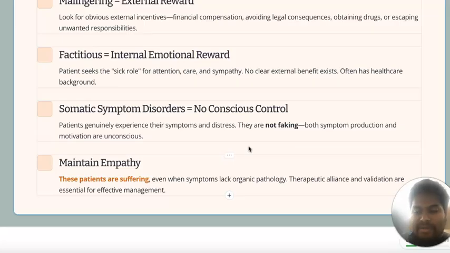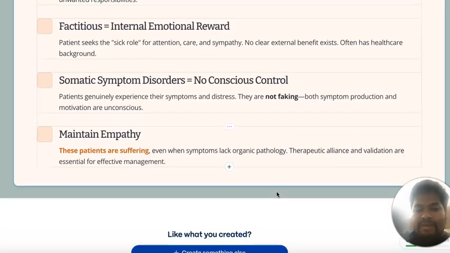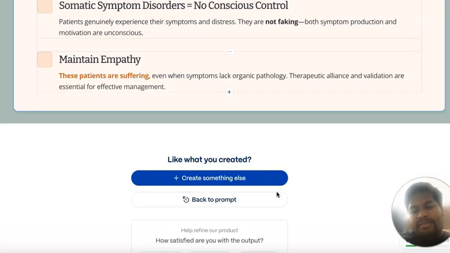They are suffering to some extent, except in the case of malingering. In all other cases the people are actually suffering. Even though the organic pathology is not established, either emotionally they are suffering, or let's say they are anxious. So your therapeutic alliance and validation are essential for effective management. Okay, so this is this.